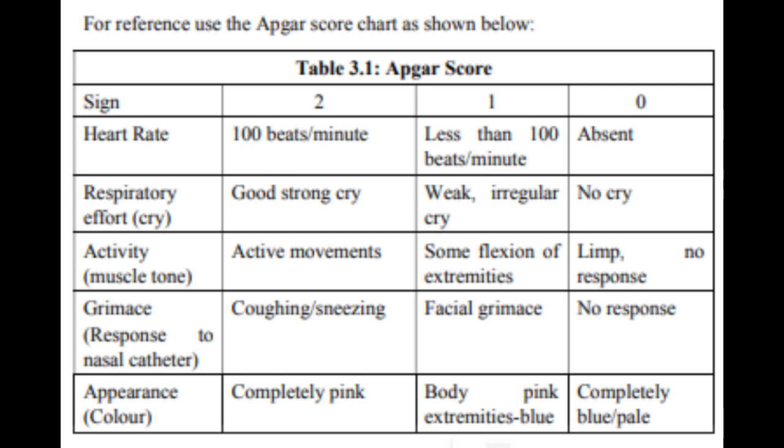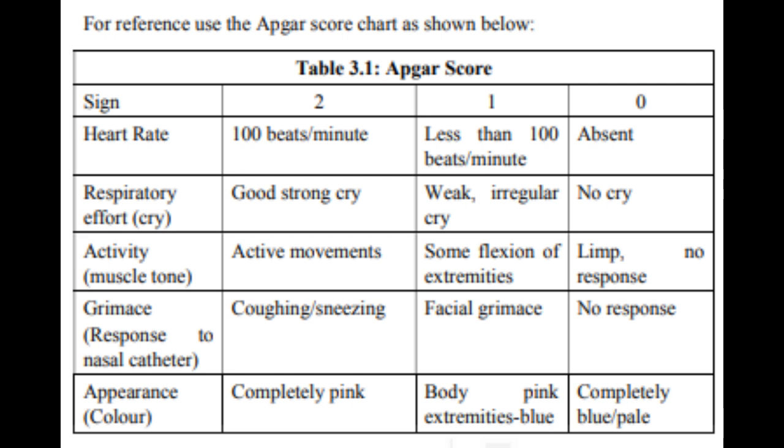Baby of Sita Devi was born pale and had a heart rate of 10 beats per minute which was gradually dropping, did not cry and was lying very limp, did not respond to any stimuli. APGAR score of this baby is 3.